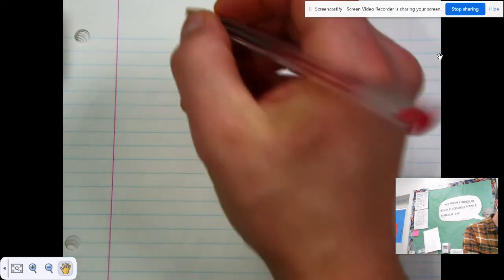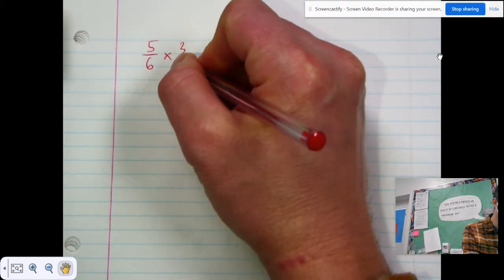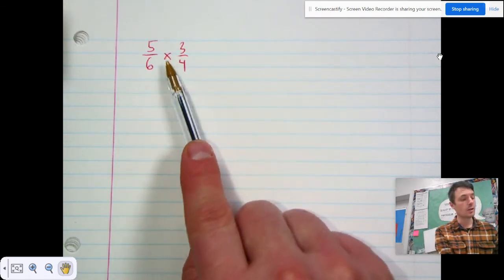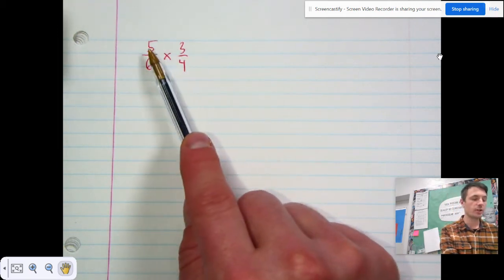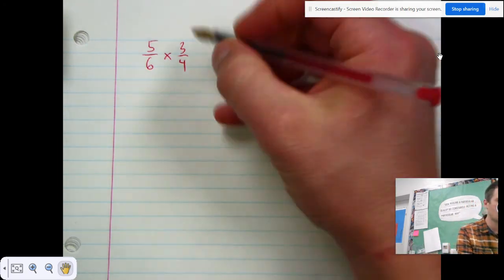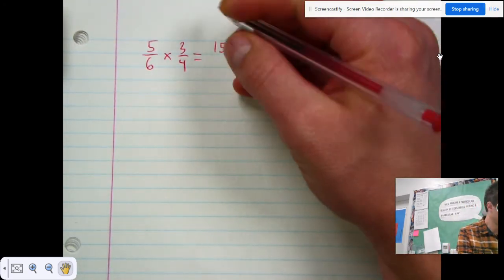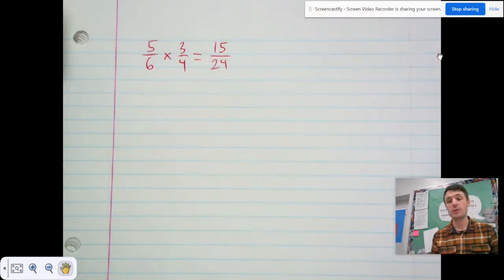So let's say we have 5/6 times 3/4. Remember, when we're multiplying fractions and when we're dividing them, we do not have to make common denominators. We just multiply straight across, numerator times numerator, denominator times denominator. That's the first step. Multiply straight across. 5 times 3 is 15. 6 times 4 is 24.